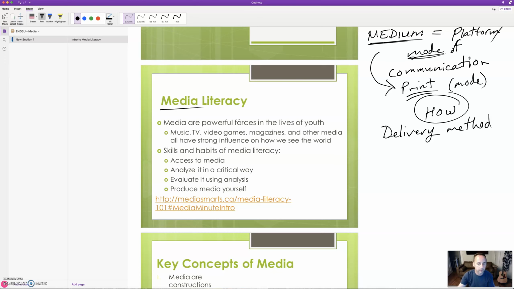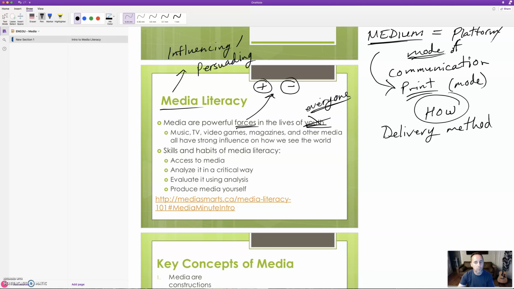So media are powerful forces in the lives of youth. Okay, let's expand that: in the lives of everyone. But what's the difference for youth? If you lack experience to interpret and analyze, this could be positive or it could be negative, how we're influenced. Media is always about influencing and persuading. So in that sense, it affects everyone, but some may have more tools and knowledge and information to interpret and protect themselves from the influence of negative media.